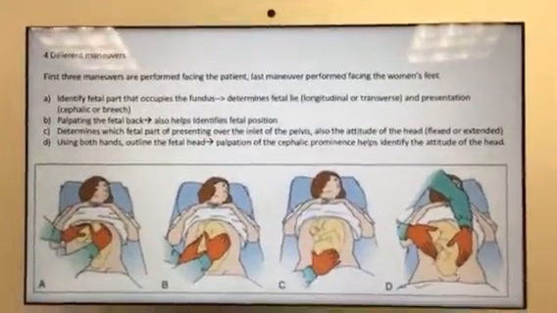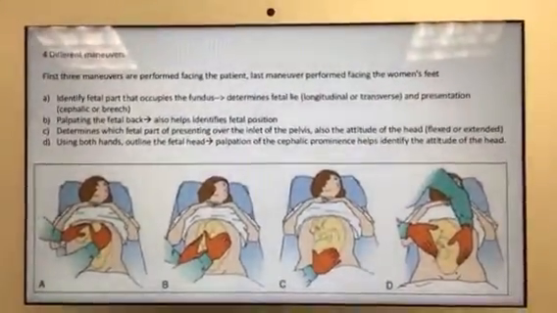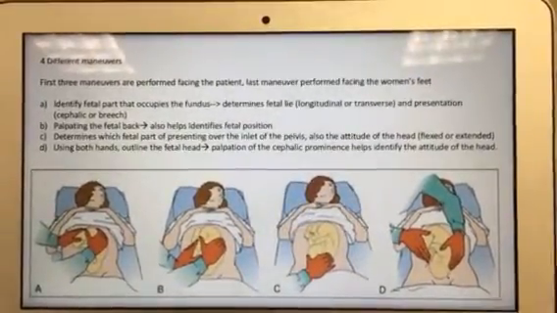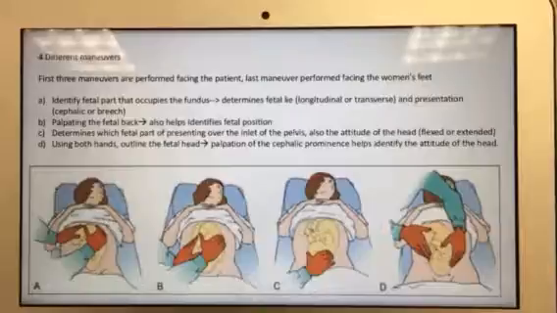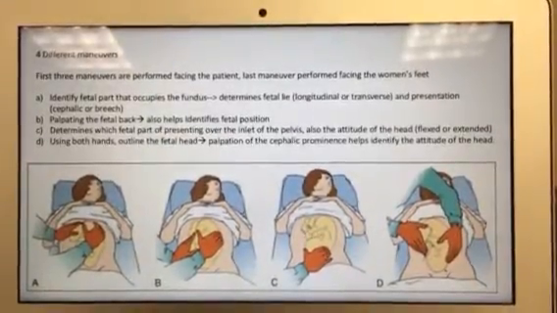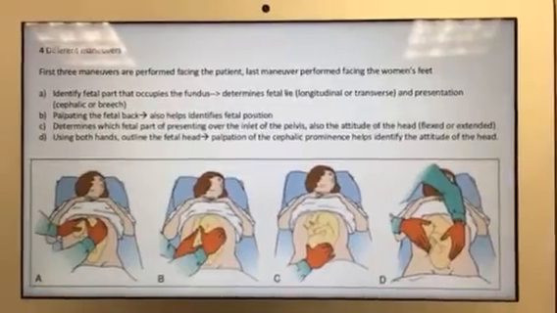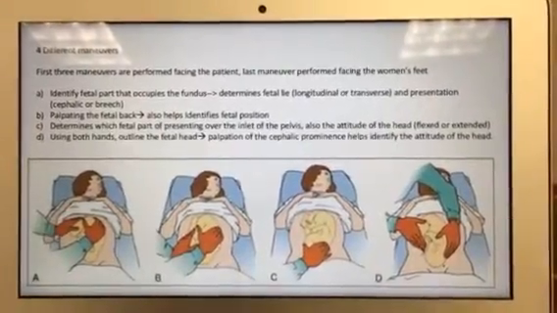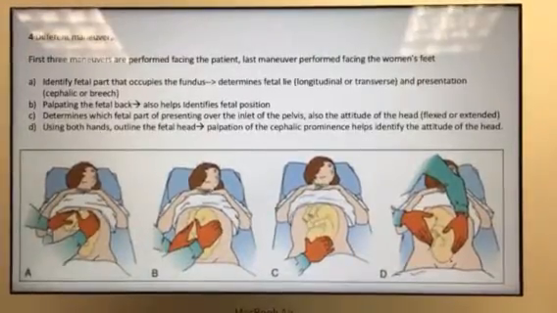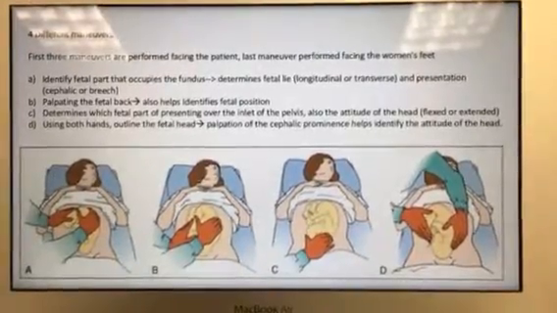So in picture A here, you will be identifying the fetal part that occupies the fundus, and this will tell us the fetal lie, if it's longitudinal or transverse, and the presentation of the fetus, whether it's cephalic or breech. And remember, we want cephalic, which means the head is facing down, and breech means the butt is facing down.